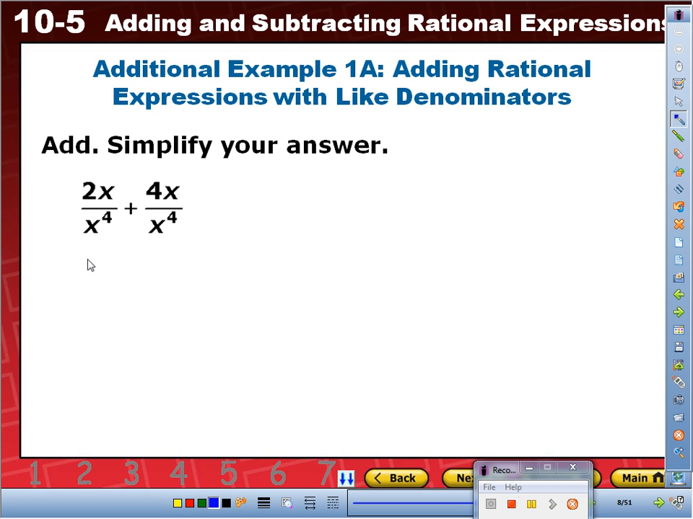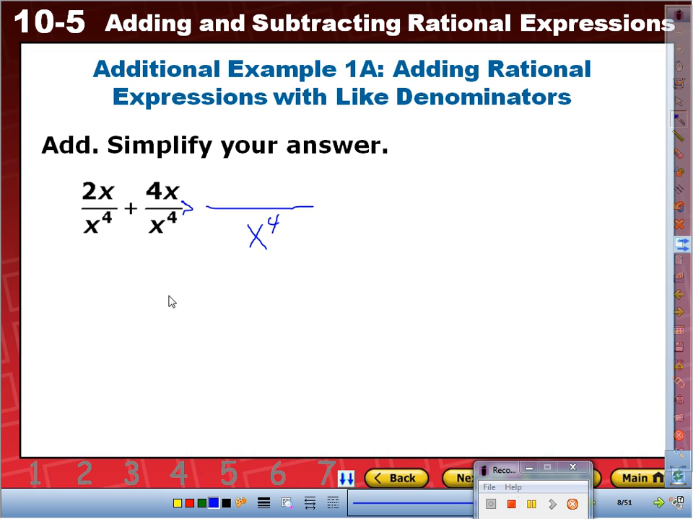So check this out. Do we have a common denominator here? Yes, it's x to the 4th. I just wrote it again, right? For one fraction. Step 2, you're adding or subtracting the numerators by combining like terms. So what I'm going to do, I'm going to draw a heart. There it is. So we got 2x plus 4x, that is 6x.